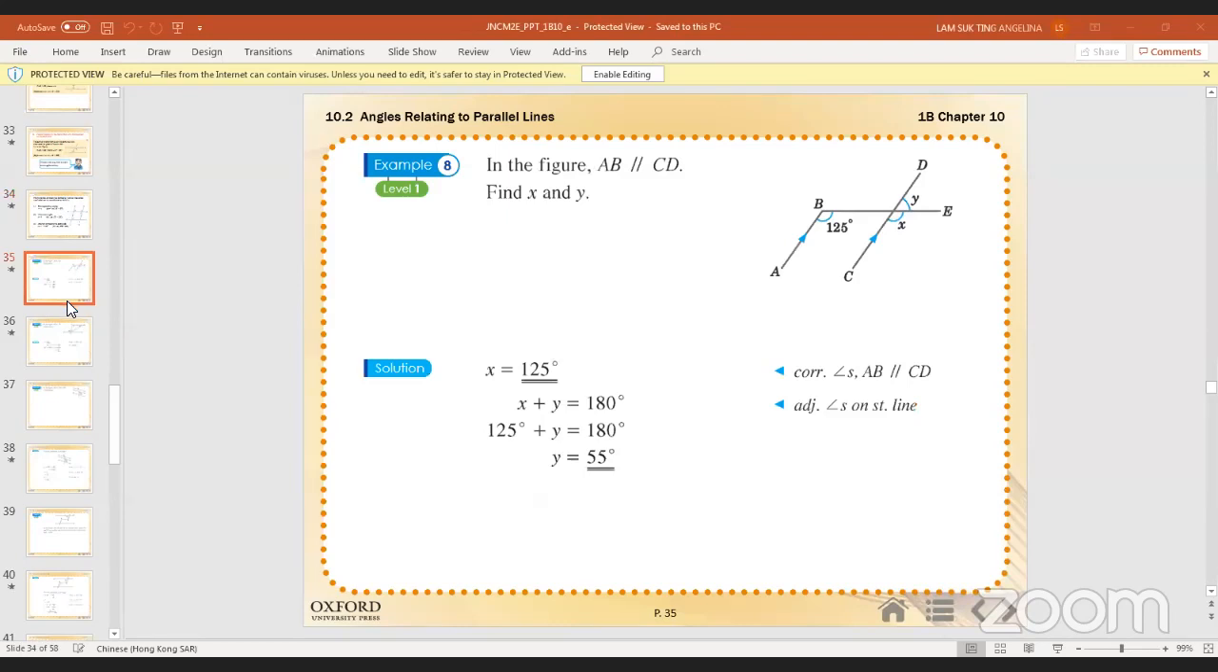Now this one, just to remind you, first you have to identify the angles.